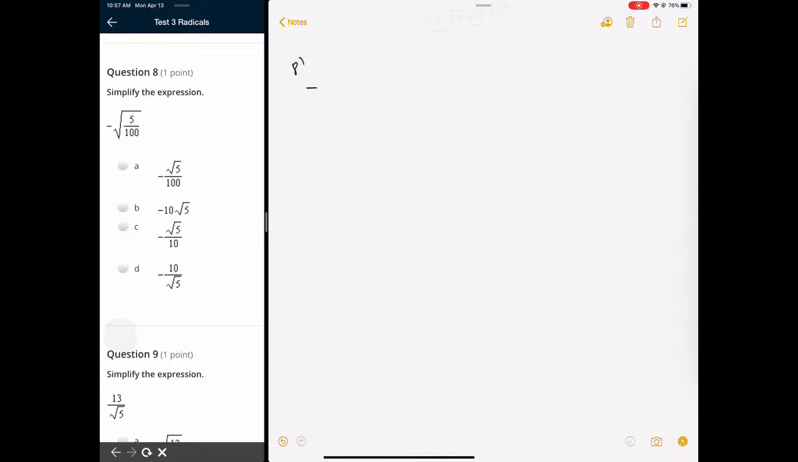So question number 8, 5 over 100. Again, we take the square roots of them separately. Do we know what the square root of 5 is? Do we know what the square root of 100 is? Well, square root of 5, that's a prime number, so we're going to leave it. But do we know what the square root of 100 is? We do, that's just 10. We're done. As long as you don't have a square root on the bottom, we're good.